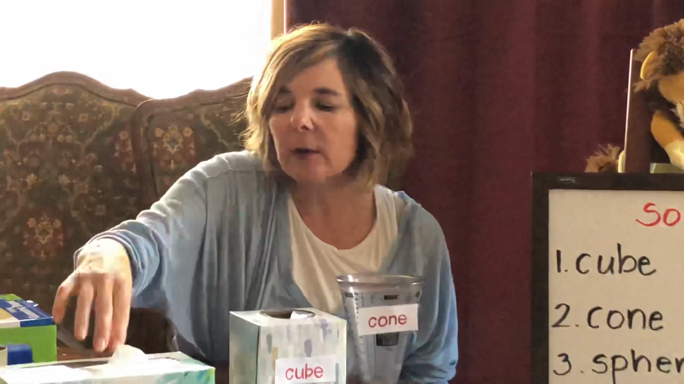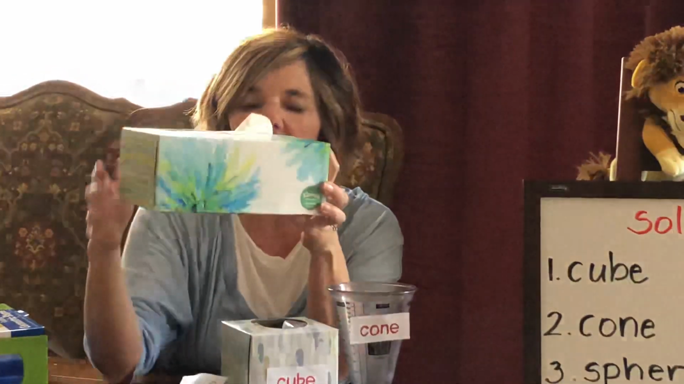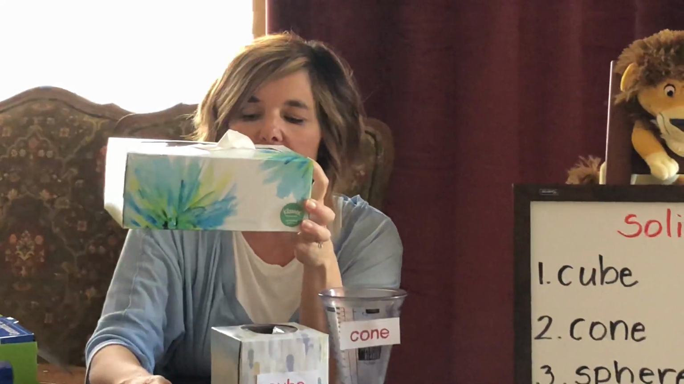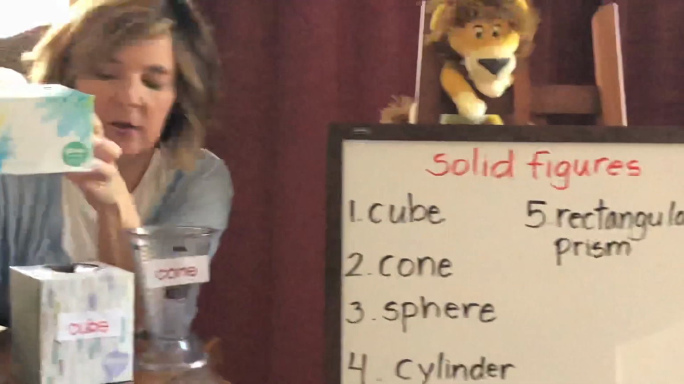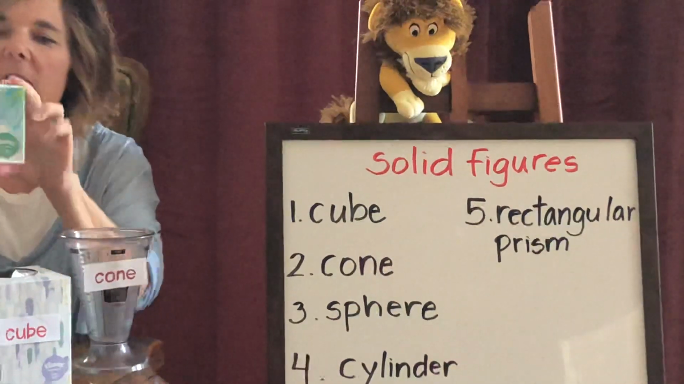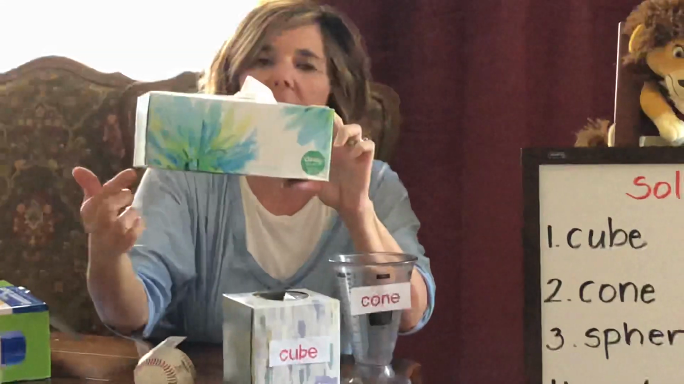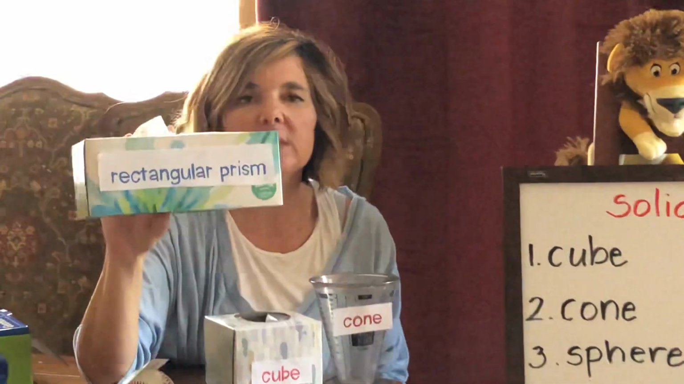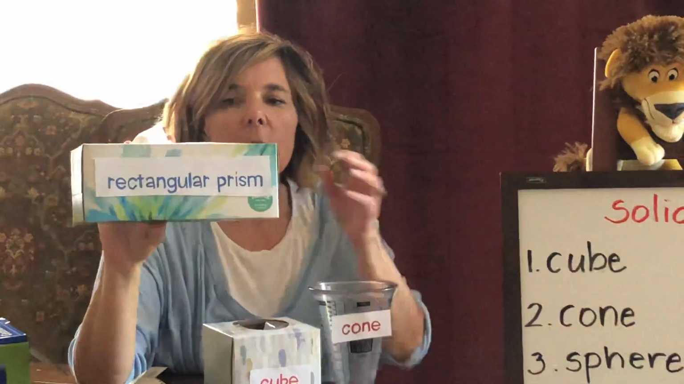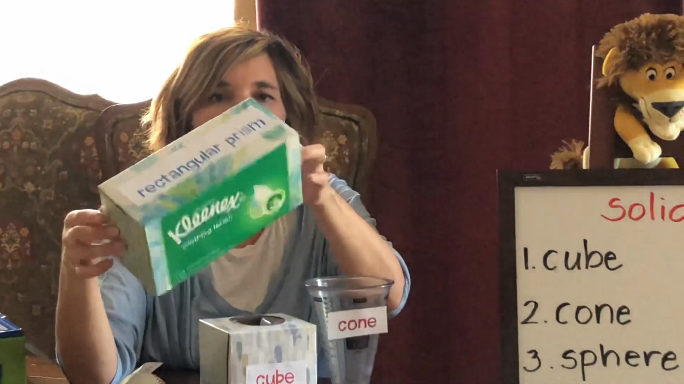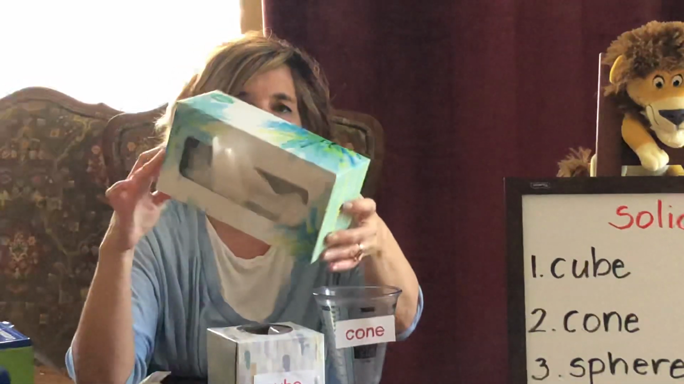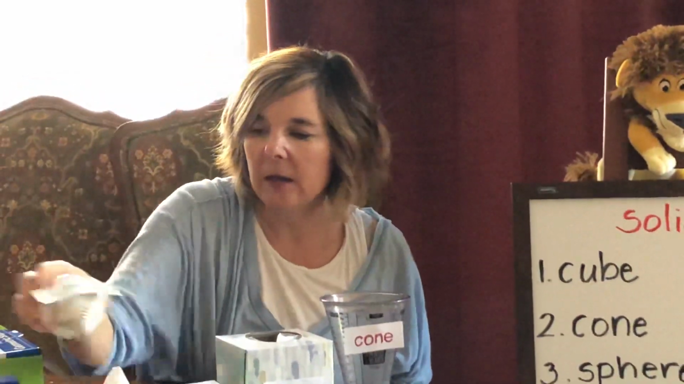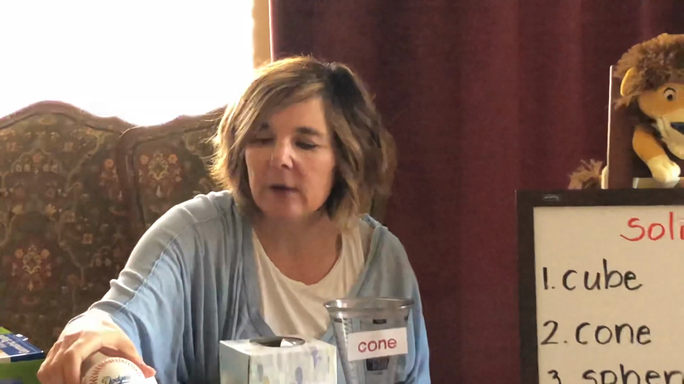Okay, the next one I'm going to hold up is also a box of tissue, but it's coming in a different shape. It's coming in the shape of one of our solid figures. Can you guess which one it is? You can see the shape on the outside that helps you describe it. It's the one called a rectangular prism. A rectangular prism has lots of sides. You can turn it all around. It takes up space. And here's our next, I'll put our sphere right there.